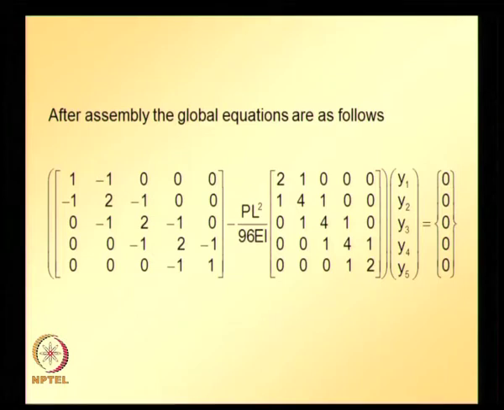And after assembling the global equations, for this particular problem we have taken a 4 element model. Element 1 contribution goes into 1 and 2 rows and columns, element 2 contribution goes into 2 and 3, element 3 contribution goes into 3 and 4, element 4 contribution goes into 4 and 5 rows and columns. With that understanding, after assembly the global equations look like this.